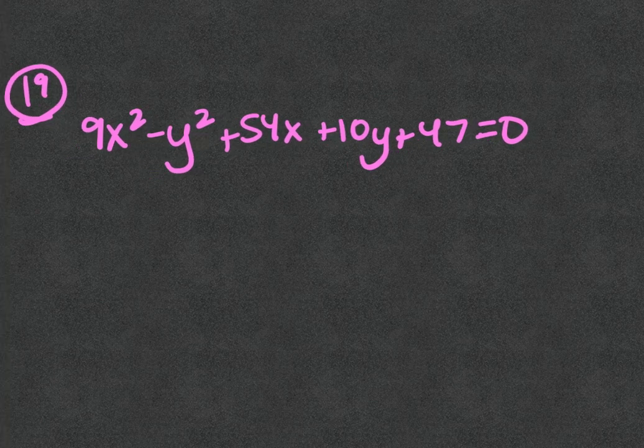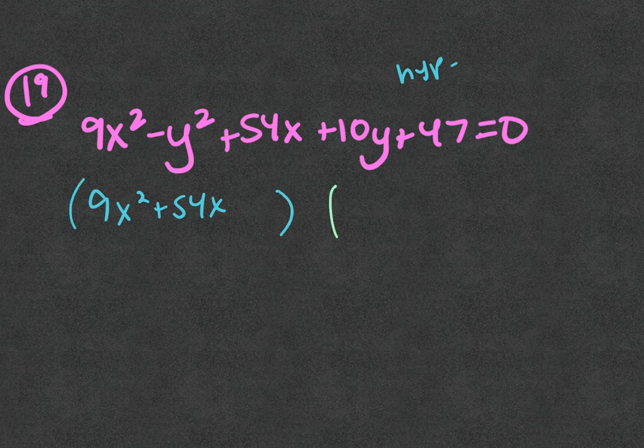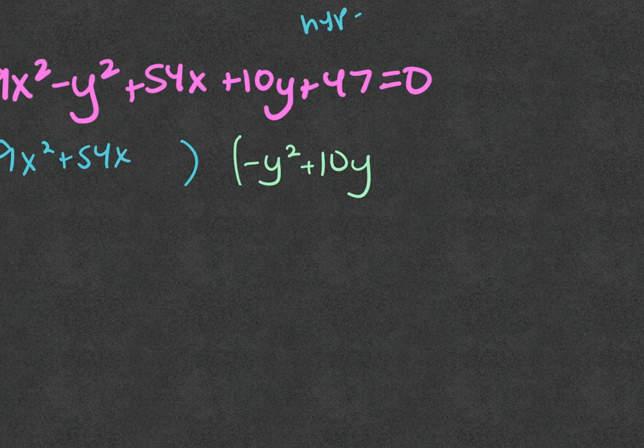Okay, so this starts in non-standard form. I look, there's an x squared and a y squared, which means it's either an ellipse or a hyperbola. They are different signs, which tells me this is a hyperbola from the beginning. So I'm going to group together the 9x squared and 54x. And then I'm going to group together the negative y squared and the positive 10y. And then I'm going to bump the 47 to the other side, so this equals negative 47.